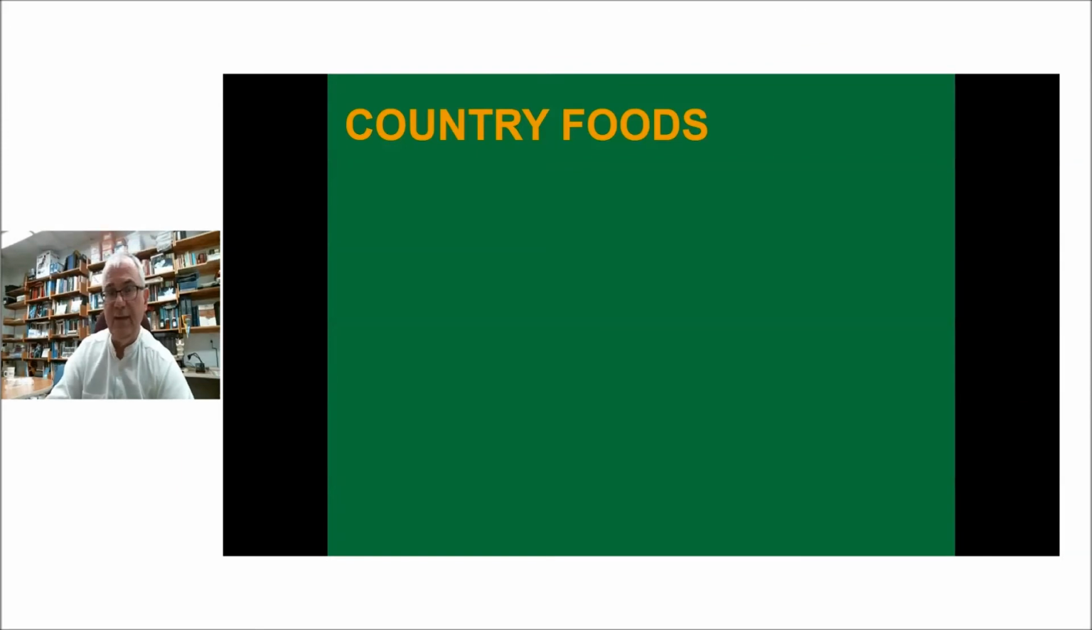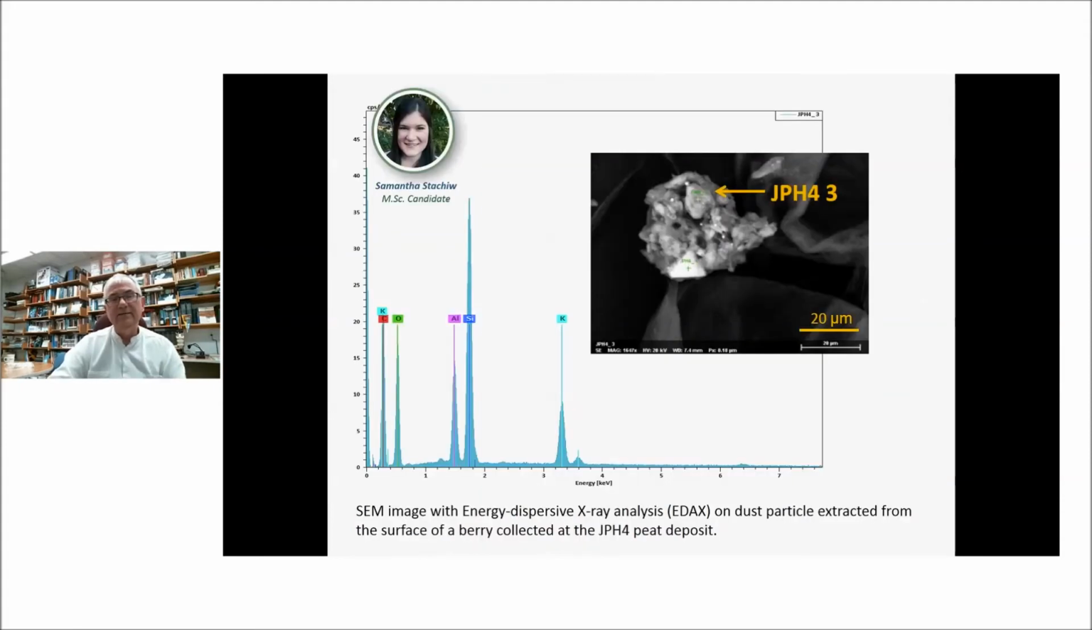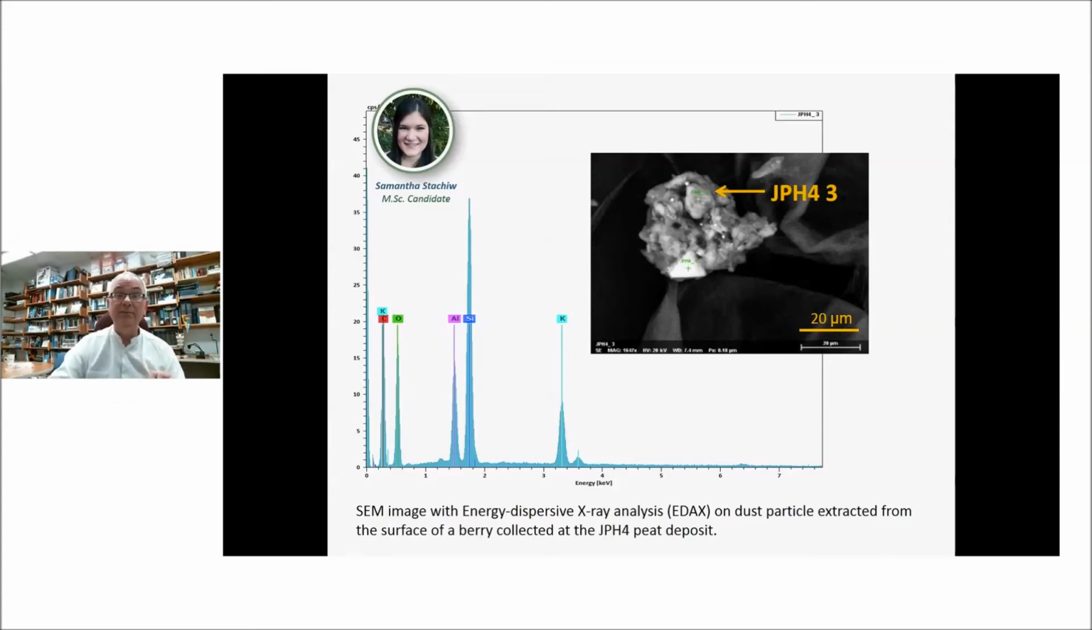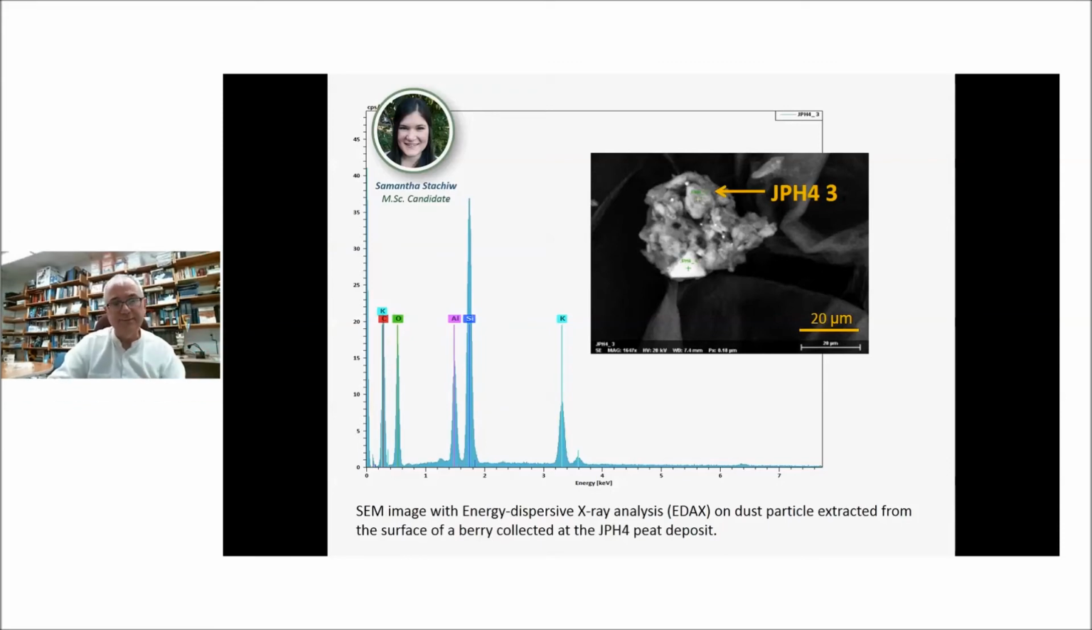We're starting to look at contaminants in country food, specifically trace elements. We've started by looking at some of the berries that we find in our peat bogs, cranberries, lingonberries. Samantha Statue is doing her master's in these berries. This is a look with an electron microscope at dust particles on the berries near one of the open pit mines. In the work she's doing, Samantha can distinguish between trace elements that are actually in the berry, like copper and zinc, versus elements that are on the surface of the berry, like aluminum, for example.